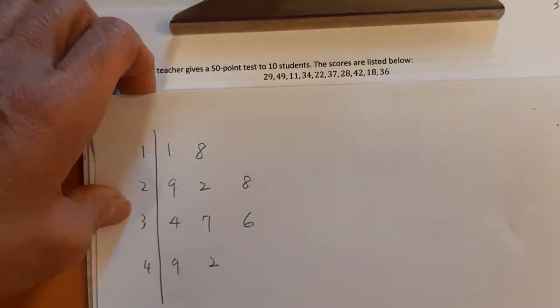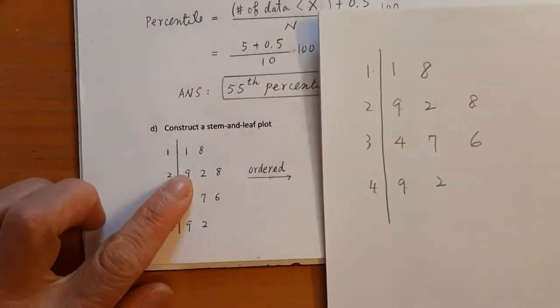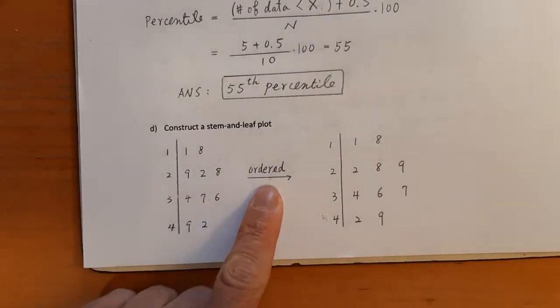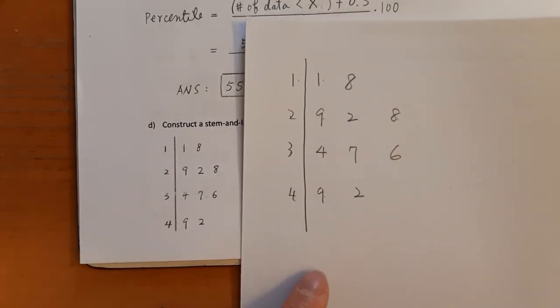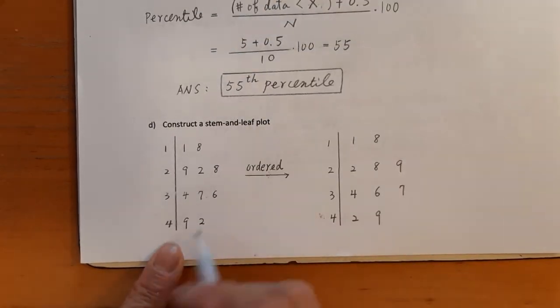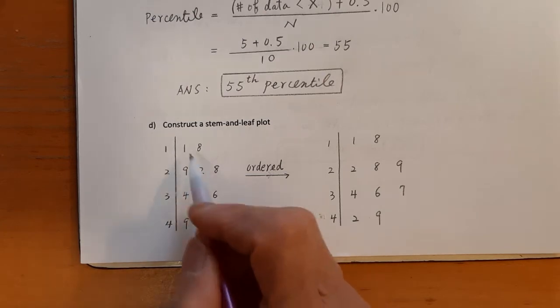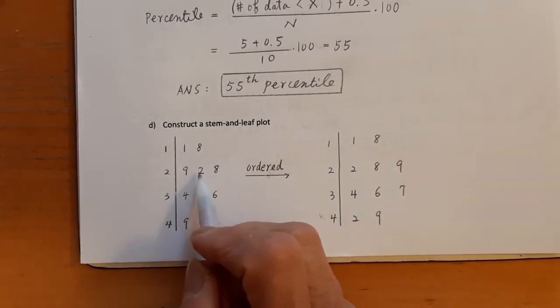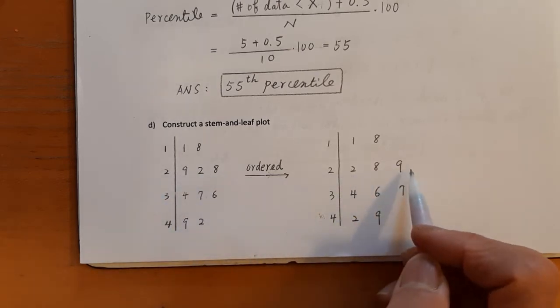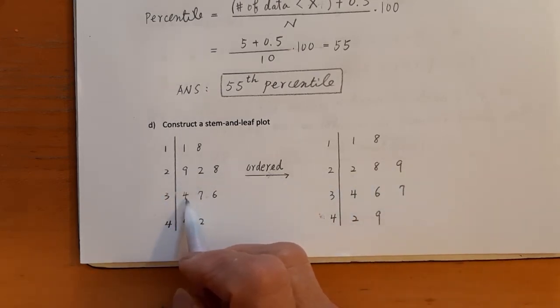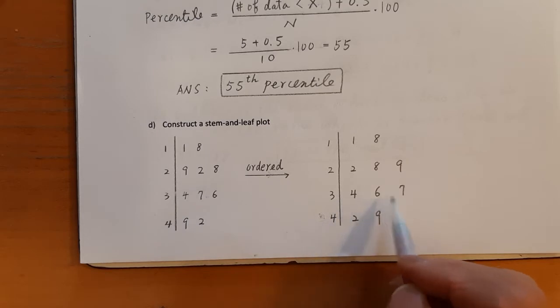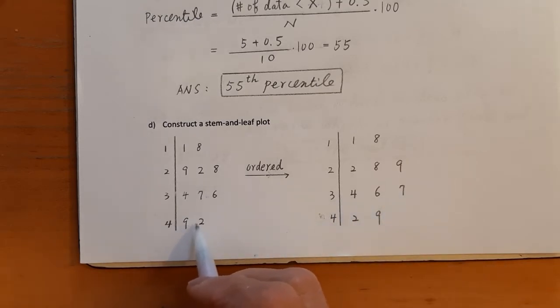So you got this, and then put them in order. The 1 row is already in order. This one put in ascending order is 2, 8, 9. This one put in ascending order is 4, 6, 7. This one put in ascending order is 2, 9.